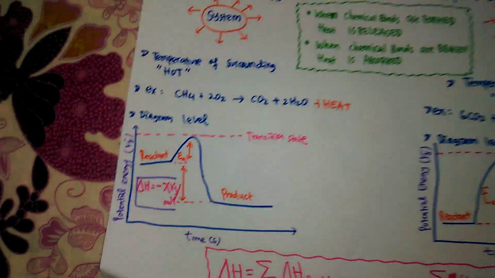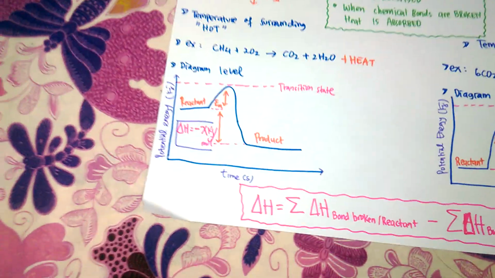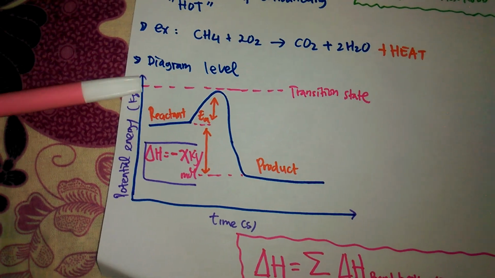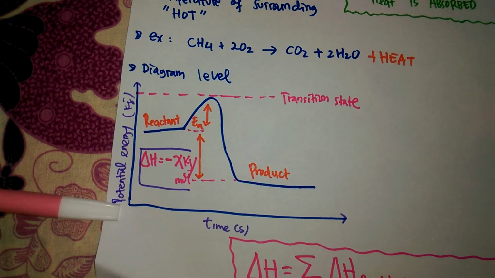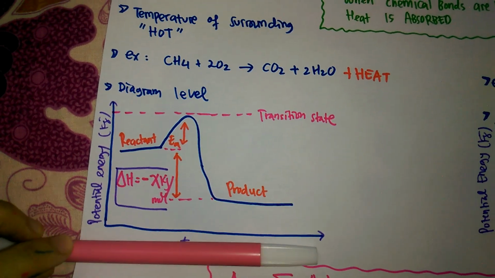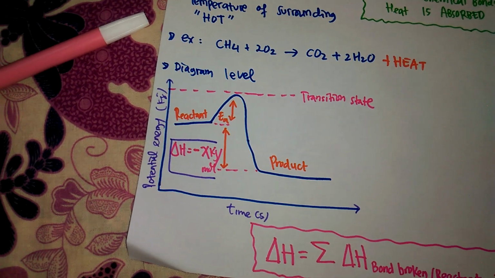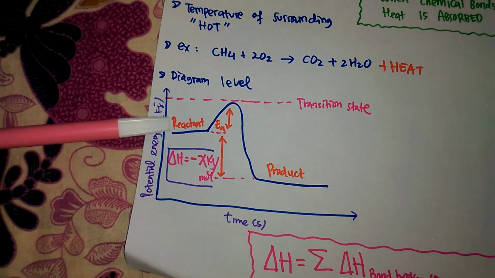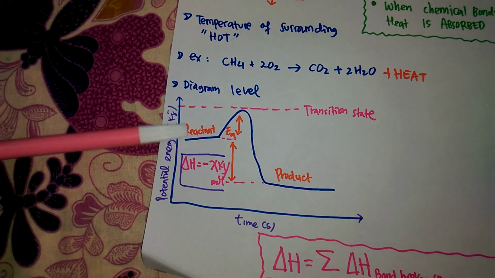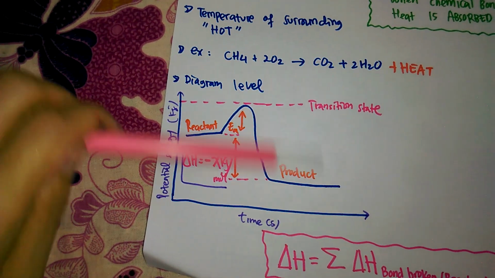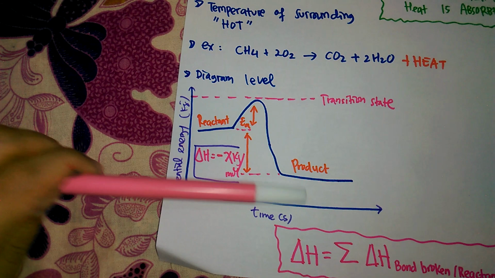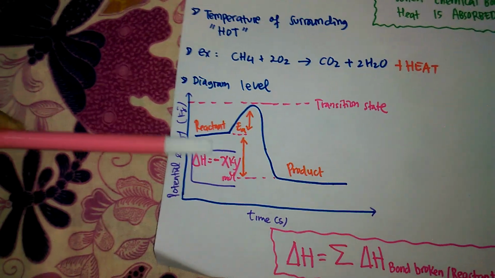Well, we are going to discuss the energy level diagram of exothermic and endothermic reactions. So this is the energy level diagram. The y-axis is labeled as potential energy, the unit is kilojoule, kJ, while the x-axis is time in seconds. In the case of an exothermic reaction, the reactants are at a higher energy level as compared to the product, as shown here. In other words, the products are more stable than the reactants because the energy is lower than the reactants.